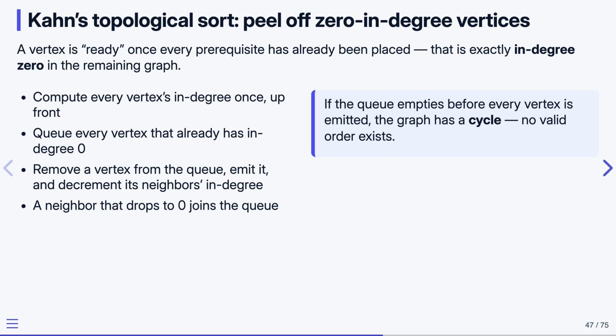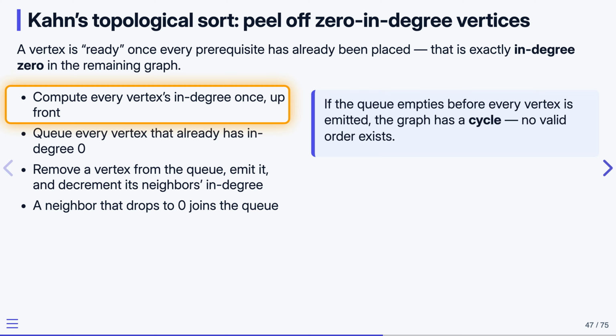Now let's meet Kahn's topological sort. It orders the vertices of a directed graph so every edge points forward. Think of choosing which courses you can take. A course is ready once you have finished every prerequisite. That is exactly in-degree 0 in the remaining graph.